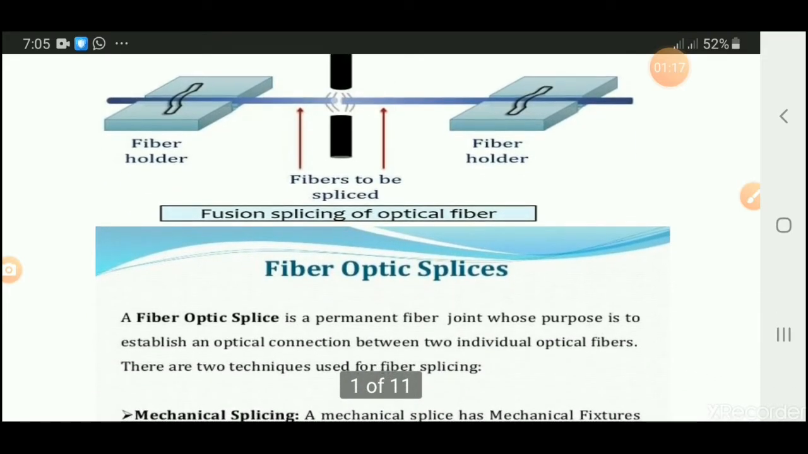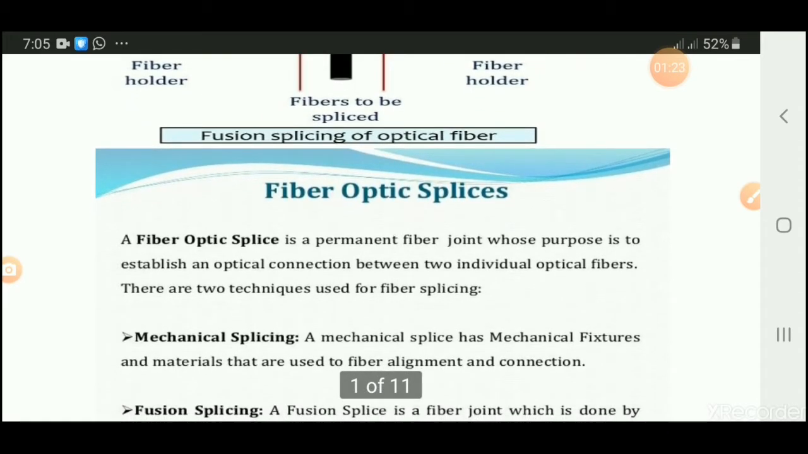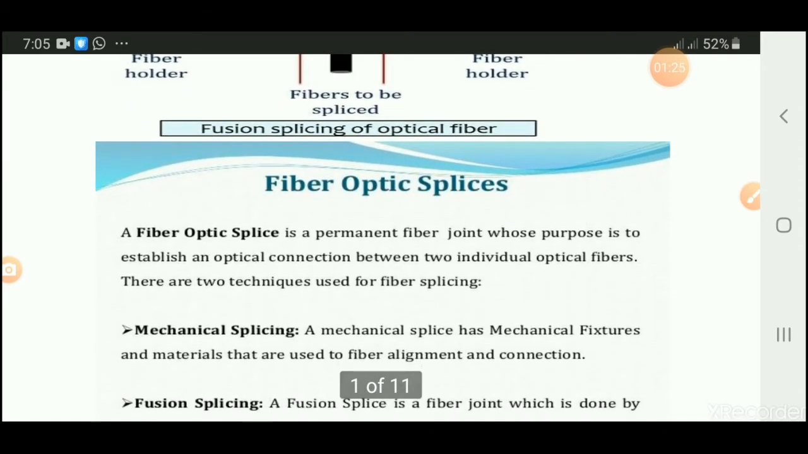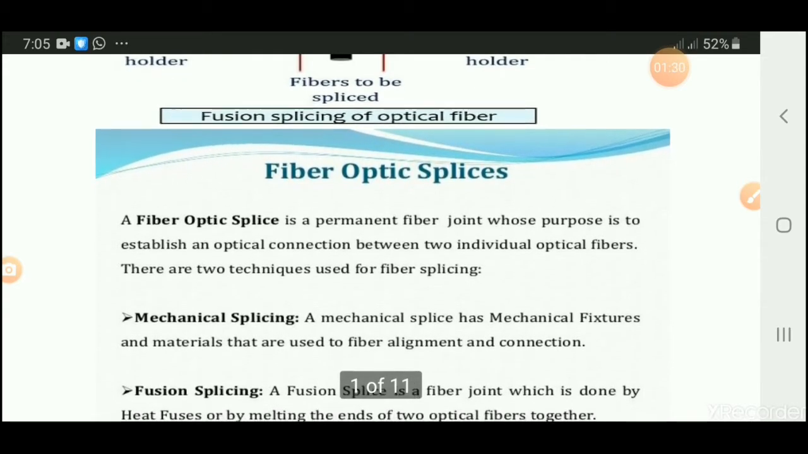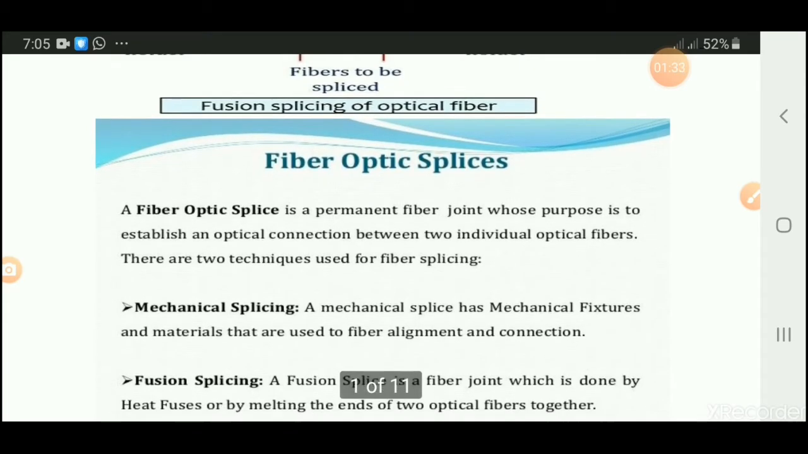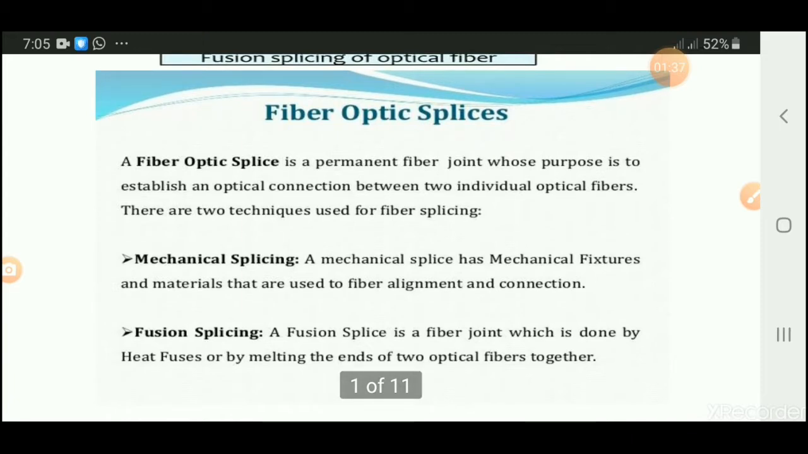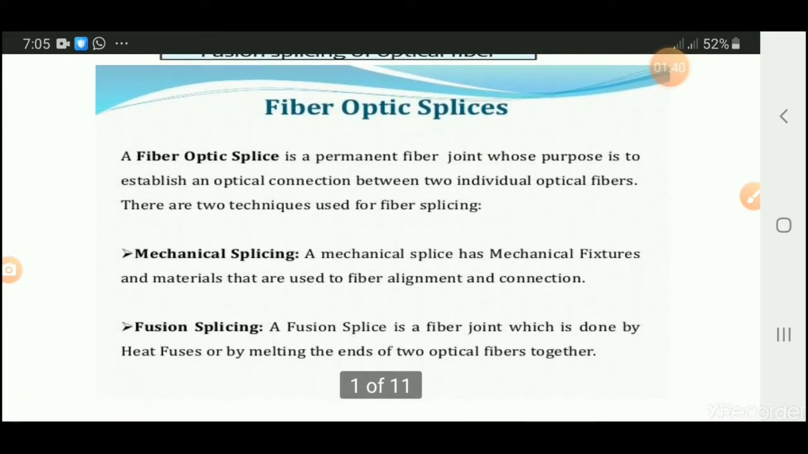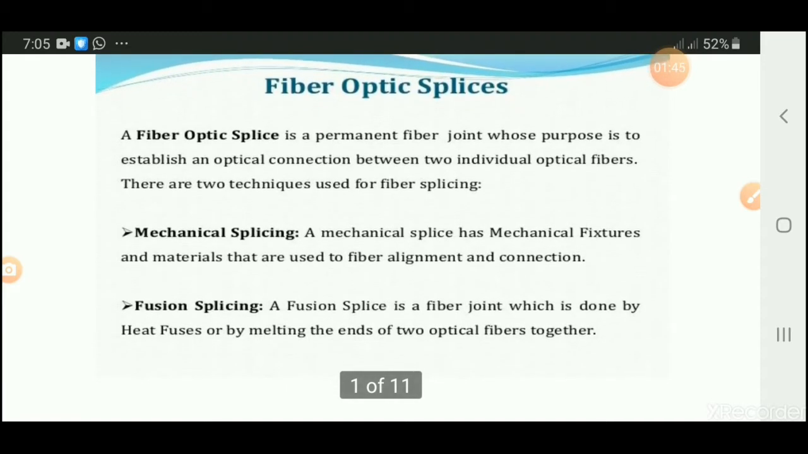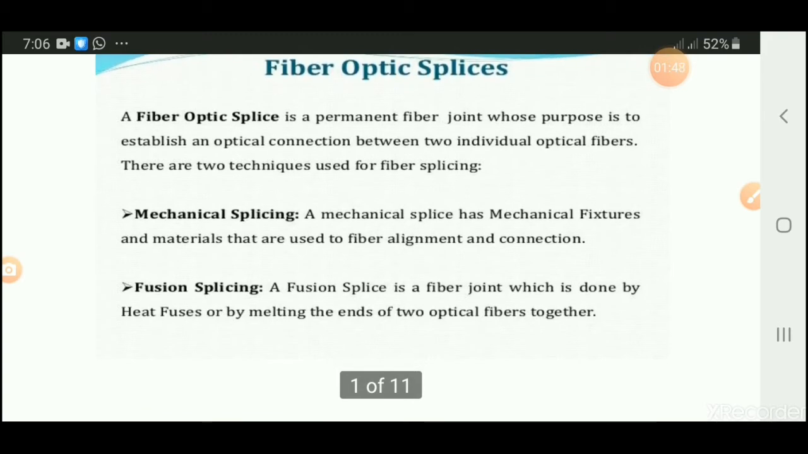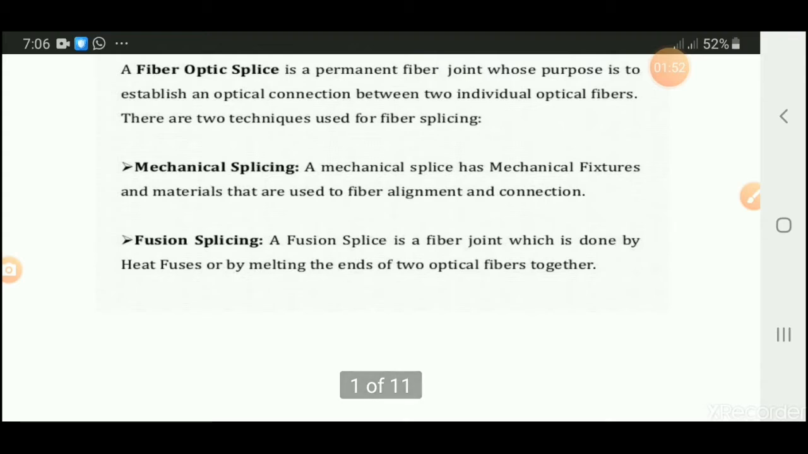Optical splice is a permanent fiber joint whose purpose is to establish optical connection between two individual optical fibers. There are two techniques used for fiber splicing. Mechanical splicing: a mechanical splice has mechanical fixtures and materials that are used for fiber alignment and connection. Fusion splicing: a fusion splice is a fiber joint which is done by heat, fusing or melting the ends of two optical fibers together.